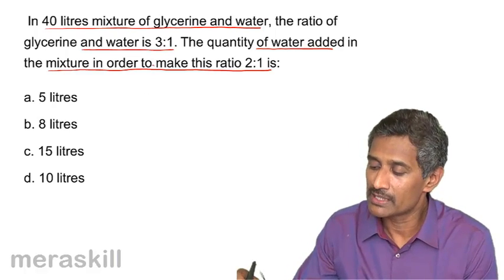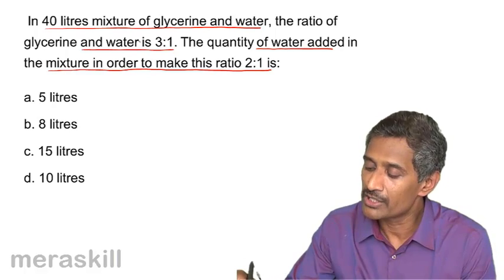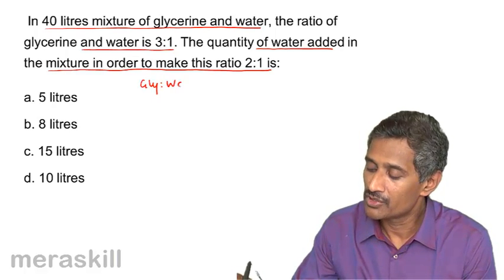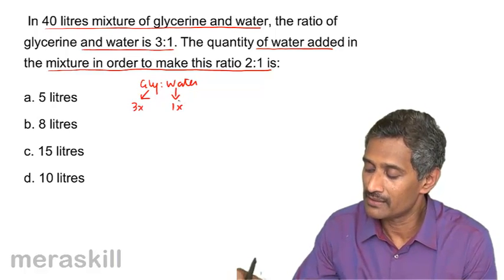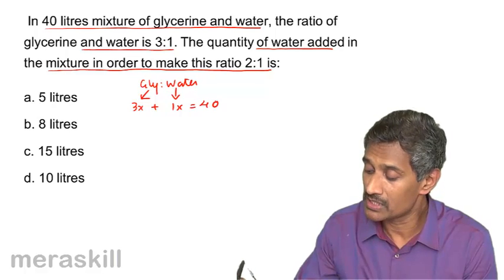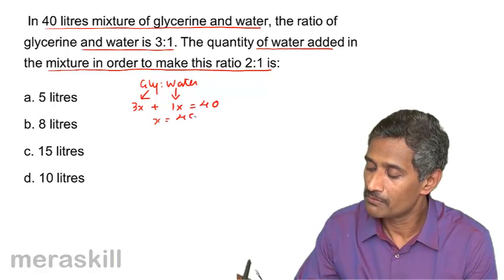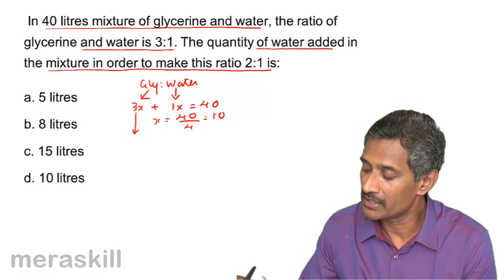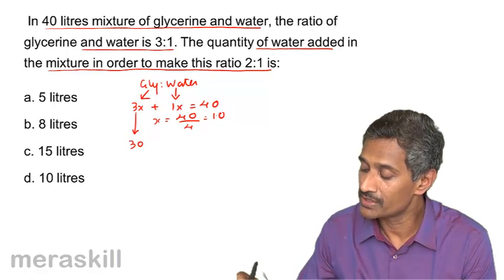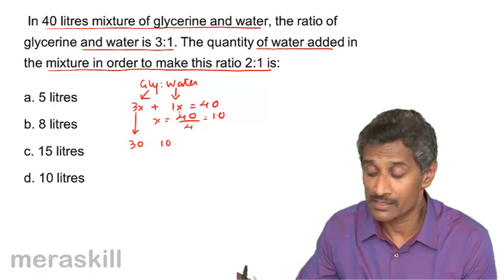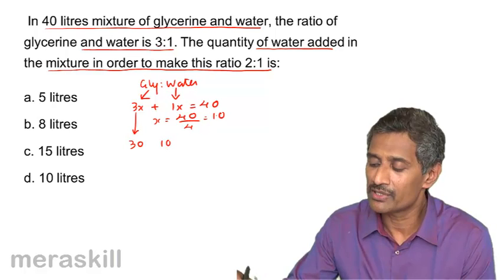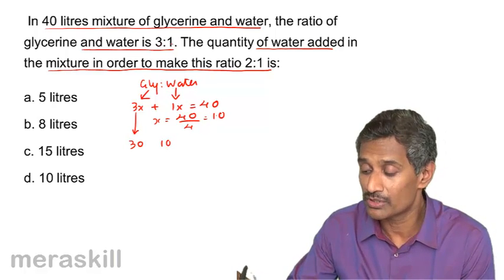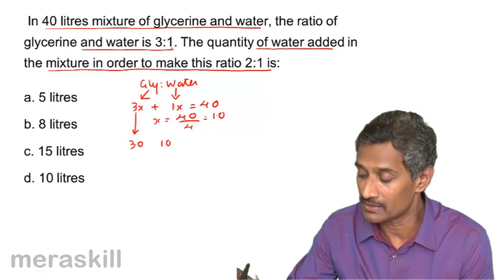So if you have 40 liters of mixture of glycerine and water and the ratio of glycerine to water is 3:1, you take the amount of glycerine as 3x and the amount of water as 1x. And this total is turning out to be 40. This gives you x as 40 by 4, which is 10. So the amount of glycerine is 3 into 10, 30. And the amount of water is 10. So out of 40 liters, we have 30 liters of glycerine and 10 liters of water. Actually, you can just look at it and tell: out of 40 liters, if the ratio is 3:1, it is 3 parts, that is 30 liters, and 1 part, that is 10.